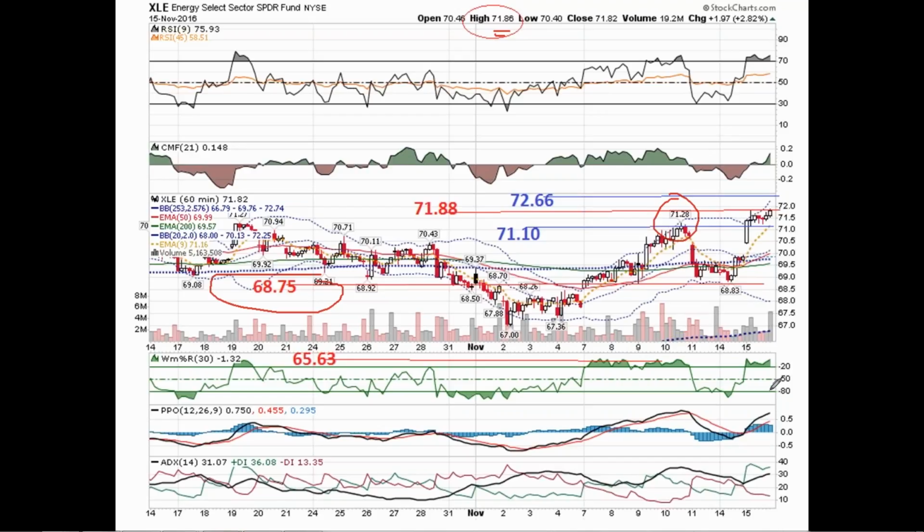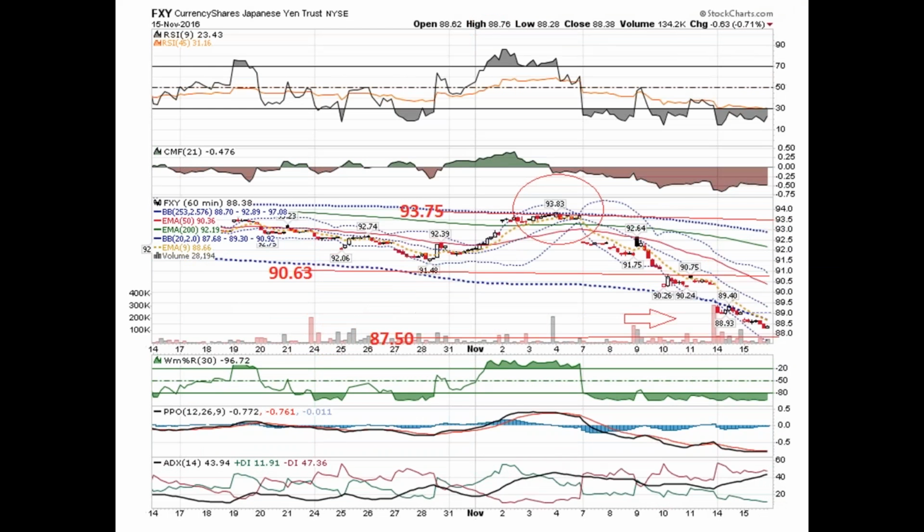So the other critical thing regarding the XLE is that we are getting close to moving into an uptrend on the 60-minute chart. The 30 is already in an uptrend, but the 60 has not rolled over into an uptrend.